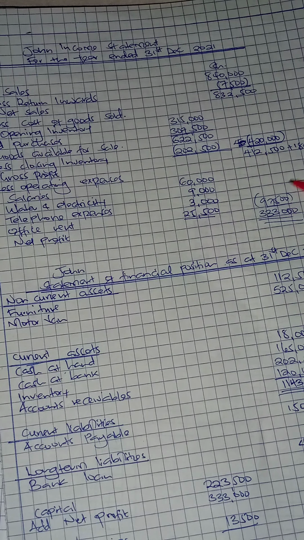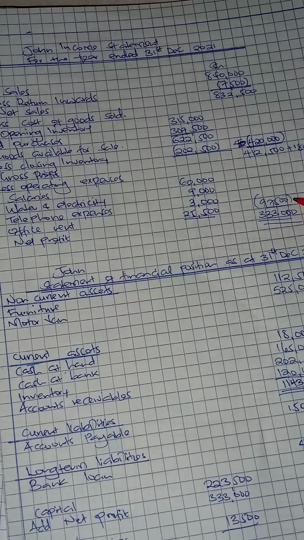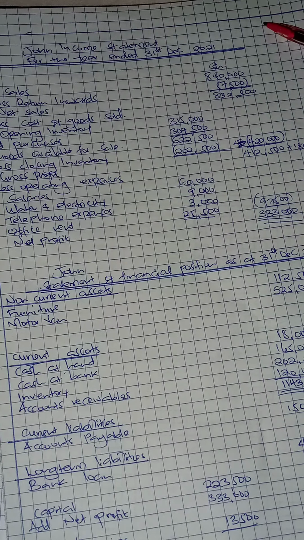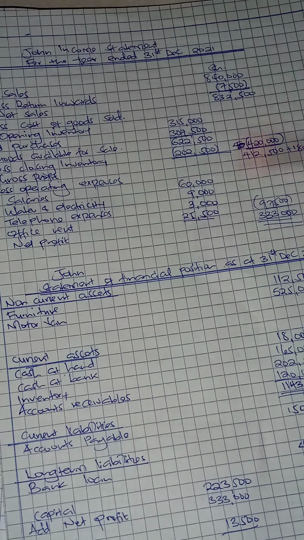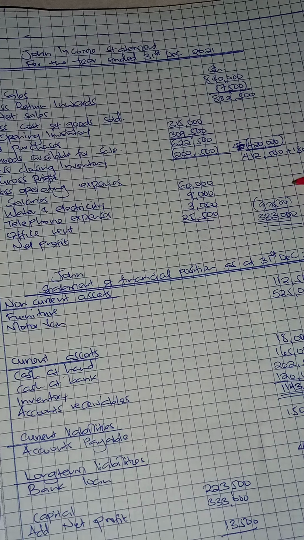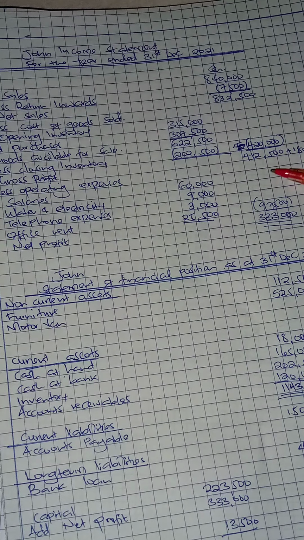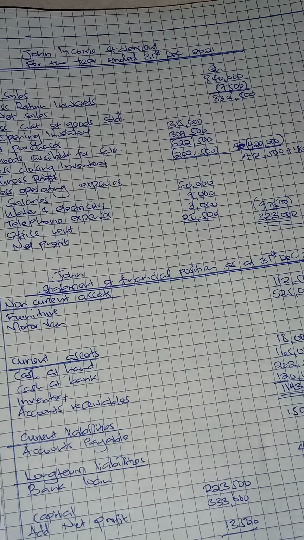430,500, you minus these 97,500, you get a net profit of 333,000, and that's the end of the income statement. This one is a simple income statement of a sole trader, and apparently in our illustration it's an income statement for John. So we have John's income statement.